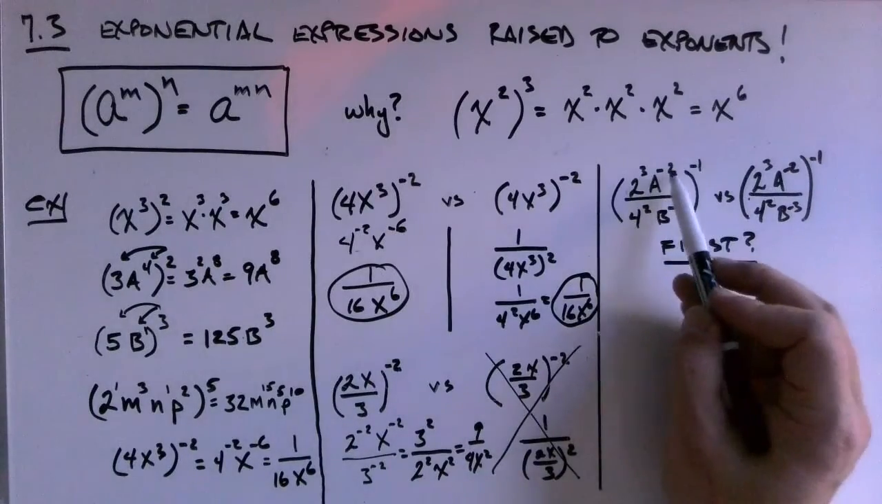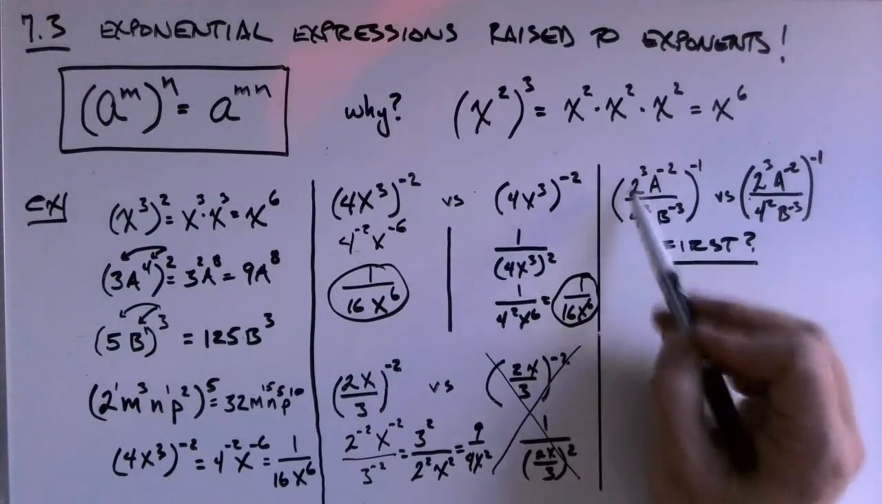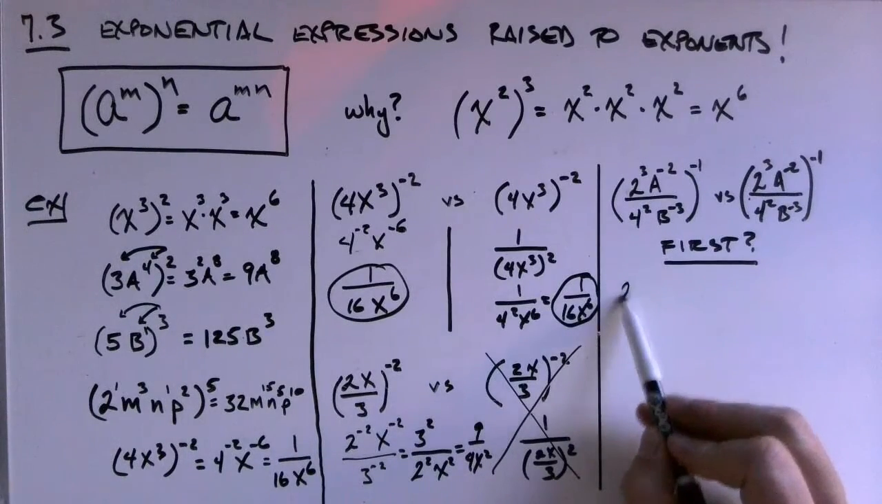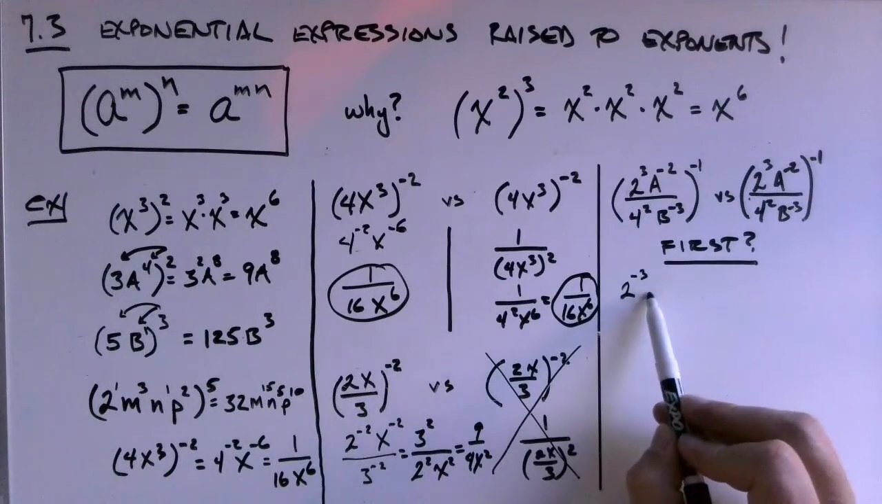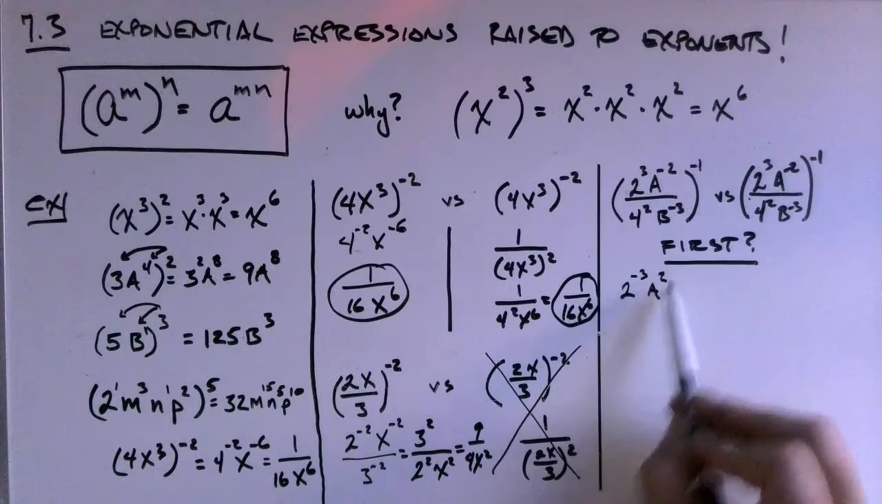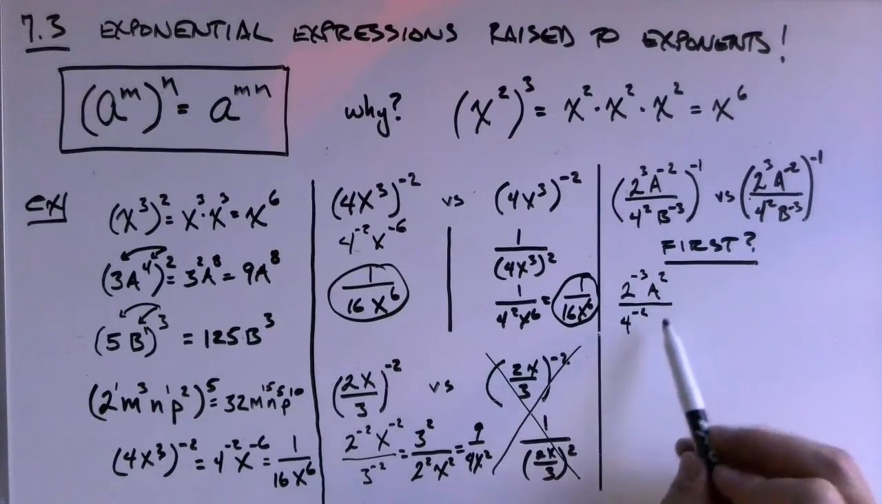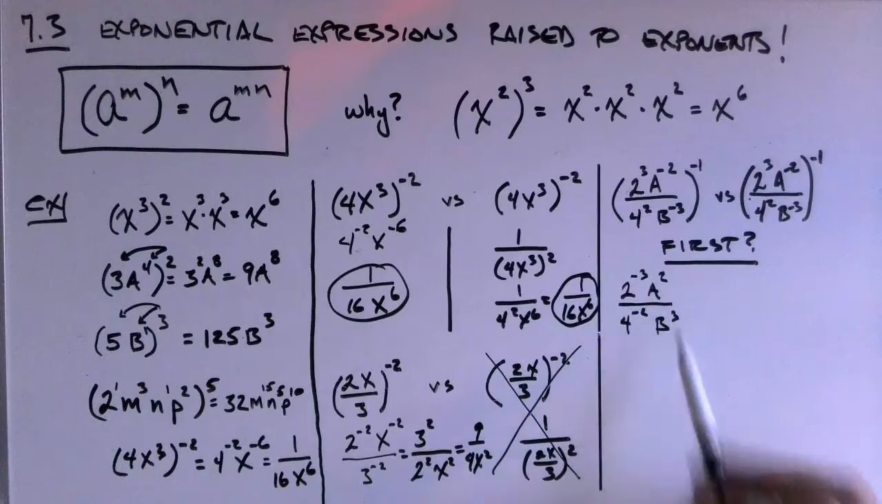So if I bring my -1 in, following the rule, all my exponents are going to change sign because it's only a -1. So I'm going to say, well, this becomes 2 to the -3. This becomes a now to the +2. On the bottom, this becomes 4 to the -2. And I have b to the +3.